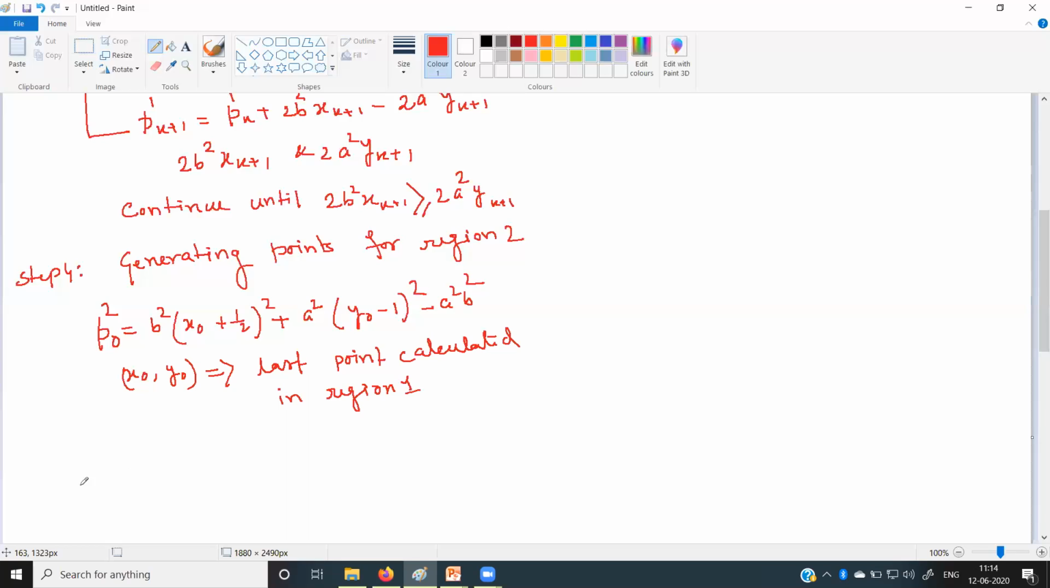Fine. Now in our step 5, what will we do? Now we know, we get the initial decision parameter. Now we will find out the points on the arc of the region 2. So to do so, again we have to do the same thing.